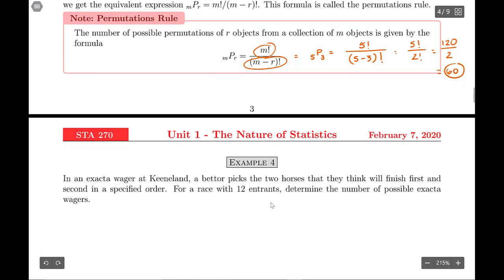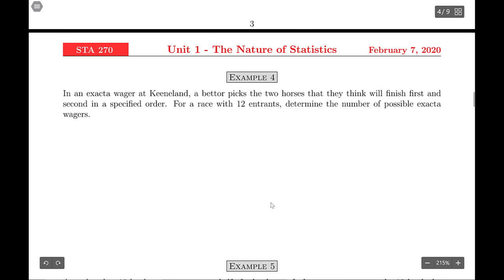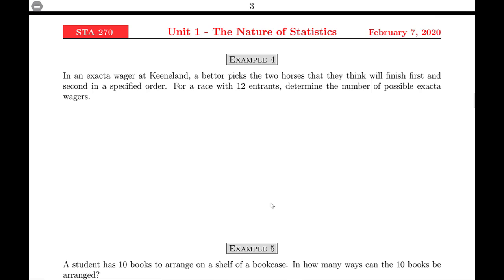All right, so example 4. We're talking about Keeneland. In an exacta wager at Keeneland, a bettor picks the 2 horses that they think will finish first and second in a specific order. For a race with 12 entrants, determine the number of possible exacta wagers. We're going to do this one by hand. We're looking for 12 P2. So how many ways can we arrange 2 horses out of 12 possible horses?